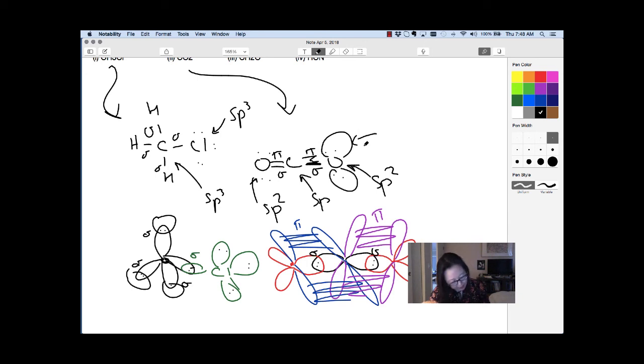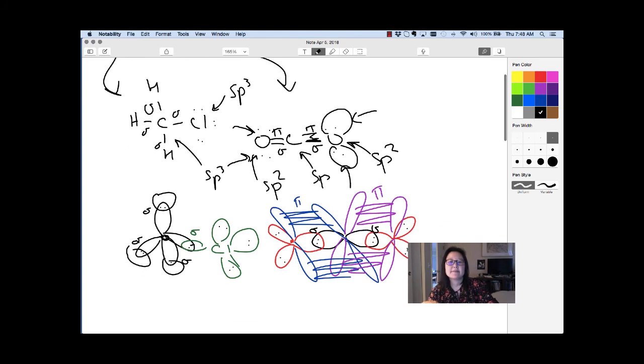I've got my lone pairs here and here. So those are actually in sp2 orbitals. So I might ask you that, in what orbitals are these lone pairs? These are in sp2 orbitals. All right, and there you have it.